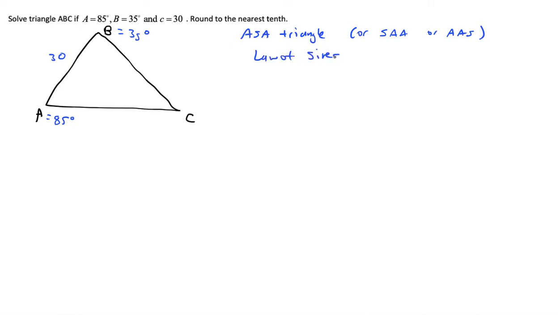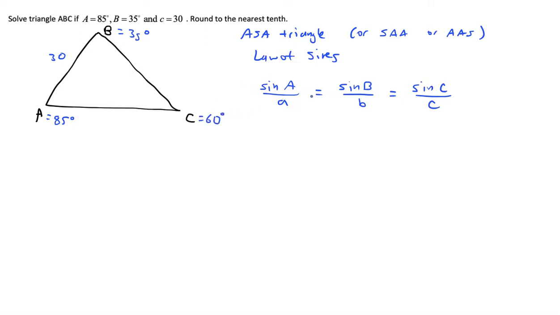So the law of sines says that the sine of angle A divided by its opposite side equals the sine of B divided by its opposite side, and that's equal to the sine of C divided by its opposite side. So we actually know the value of angle C, even though it's not given, because the sum of the angles in the triangle is 180 degrees. So we'll take the 85 plus 35, which is 120, subtract that from 180, so we know that C is equal to 60 degrees.